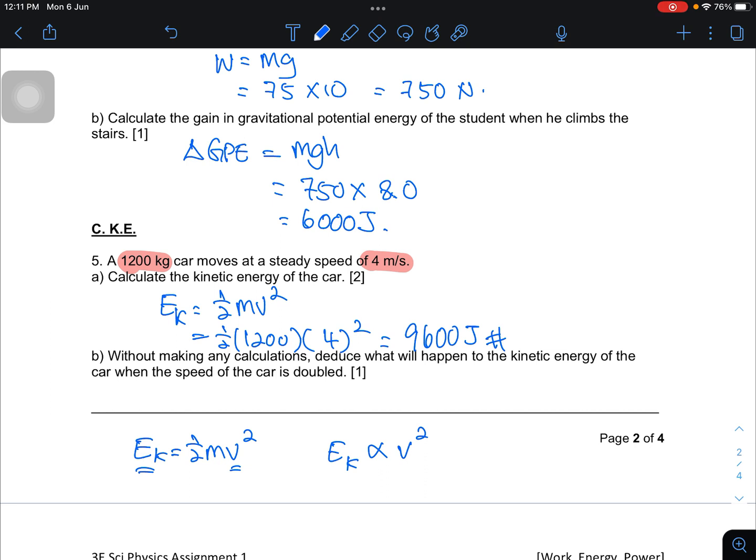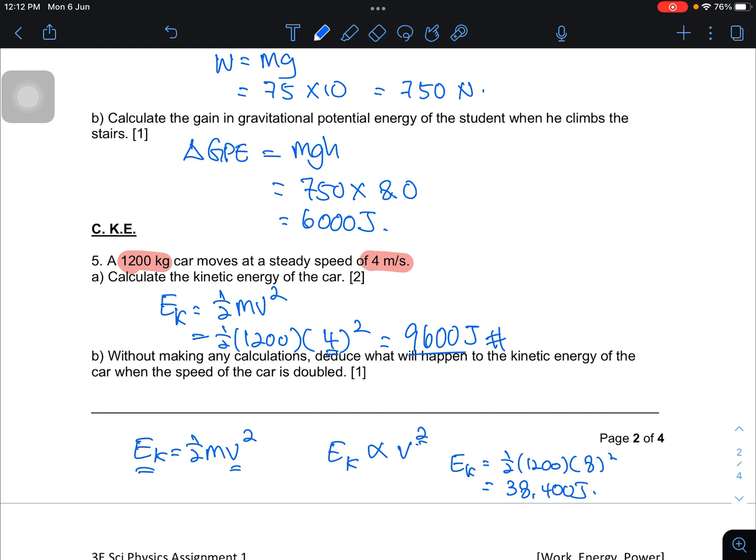What does that mean? When my v is 4, my kinetic energy is 9,600. Let's say they double it. I want you all to try: EK is half times 1,200 times 8 squared, since they double the velocity. If you punch this into the calculator, you get 38,400 joule. What is happening here? If you divide by 9,600, you realize it's actually 4 times.